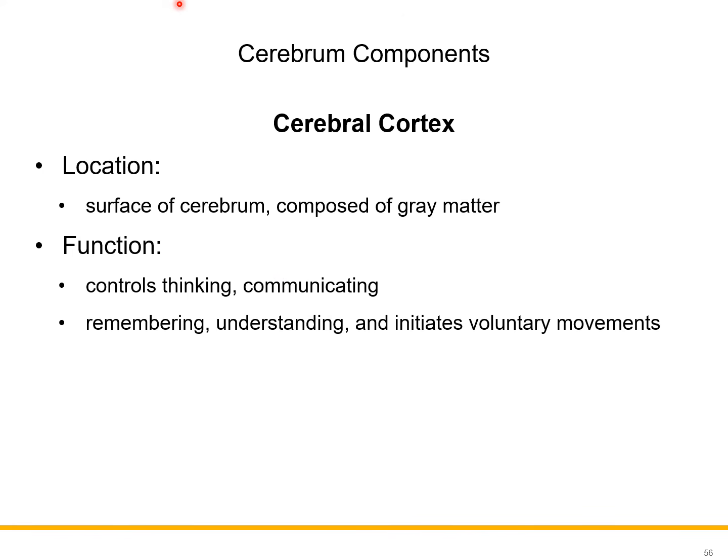The cerebrum is also the part of our brain that helps us remember, understand, and make voluntary movements. I think for me personally, very active po yung cerebral cortex ko dahil overthinker ako at masyado akong understanding.